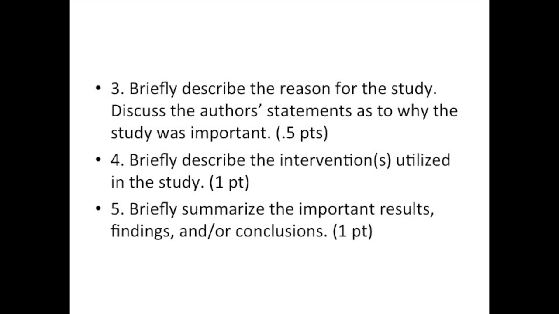This next part is also pretty straightforward. You're going to just describe the reason for the study, why the author thought that this study was important, why they needed to do this study, and then describe the intervention that was used in the research study. So if you can't figure out what intervention was used, then you probably have the wrong type of article. So if you have an article that's describing lots of interventions or a lot of different types of video modeling or that sort of thing, then you probably need to look for another article.